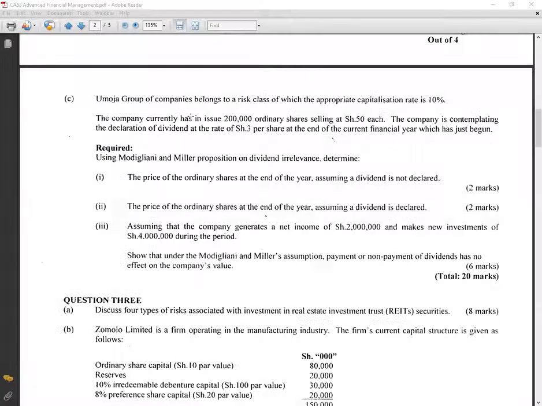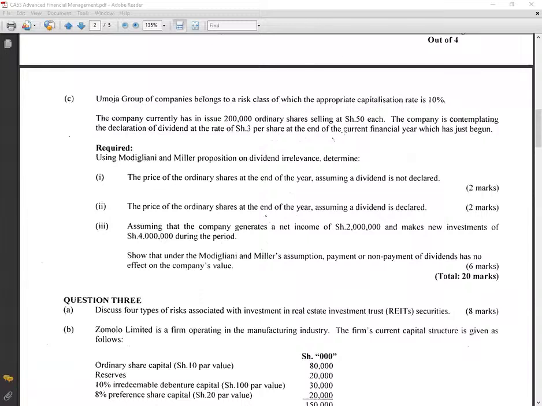So great, ladies and gentlemen, here we are. We are reading: Umoja group of companies belongs to a risk class of which the appropriate capitalization rate is 10%. Capitalization rate is cost of equity, or cost of capital, but here we shall use it as cost of equity. The company currently has in issue 200,000 ordinary shares selling at 50 each. The company is contemplating the declaration of a dividend at the rate of shillings 3 per share at the end of the current financial year, which has just begun.